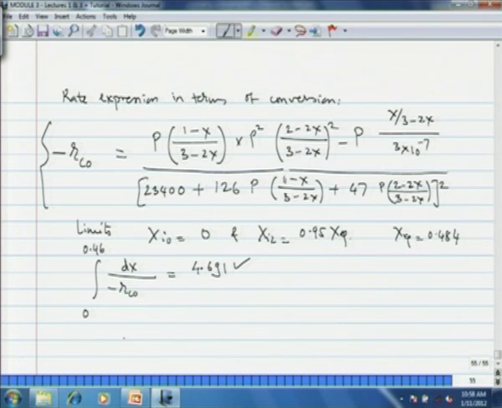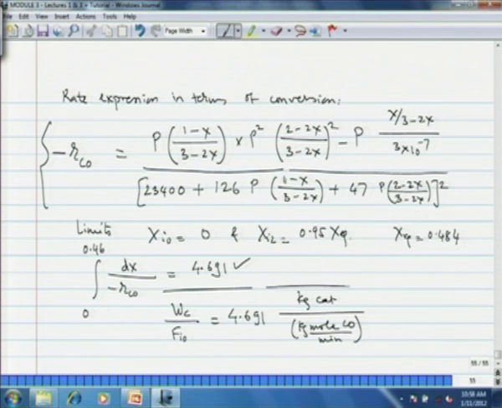And then what we have is W C divided by Fi naught is equal to 4.691. The catalyst weight required per molar flow rate of carbon monoxide. This is kg catalyst divided by kg mole CO per minute. This is the answer to the second question. Remember, we still have not calculated the value of the molar flow rate of carbon monoxide. That depends on the total production rate of methanol.